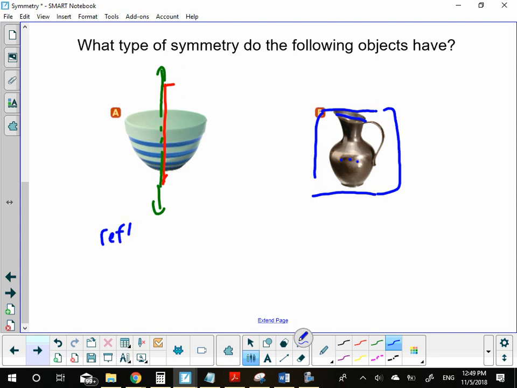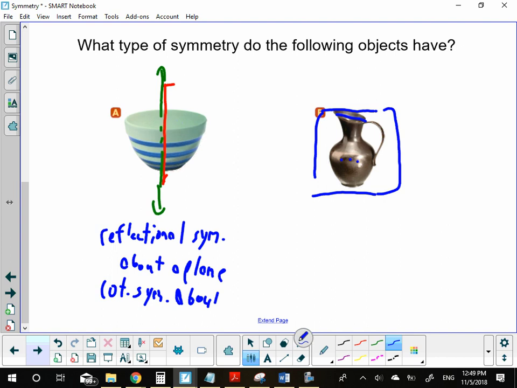So I have the reflectional symmetry of a plane, which we abbreviate. And we also look at rotational symmetry, about a line. On this one, we had reflectional symmetry about a plane.